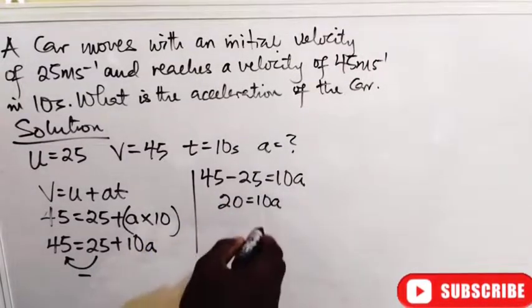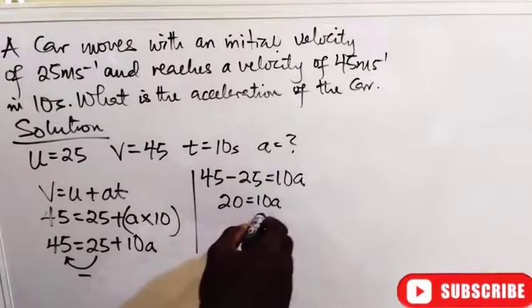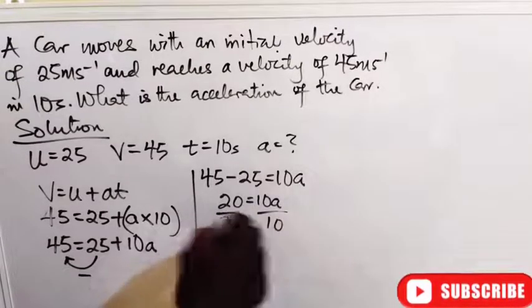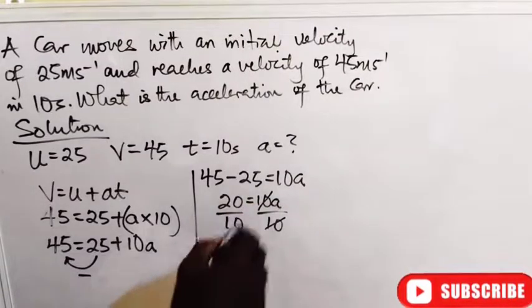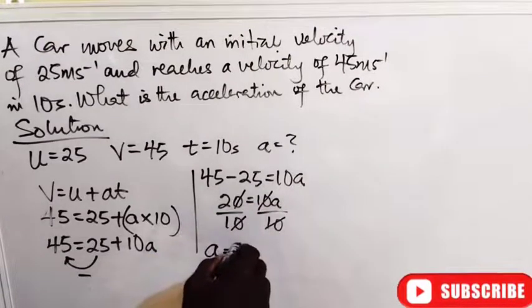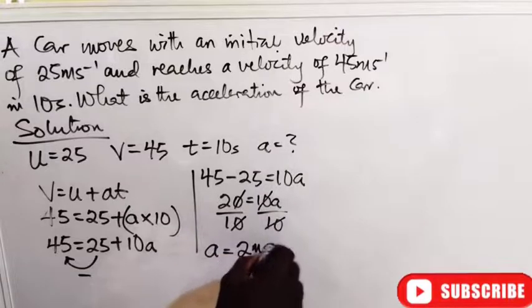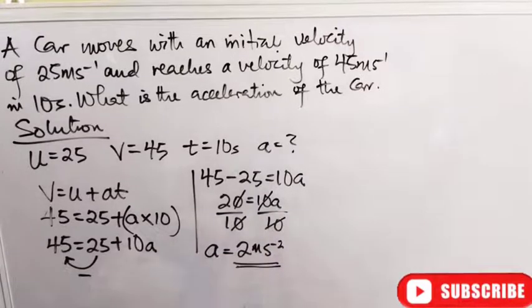Now divide both sides by 10. So here we have divided by 10, here divided by 10. This cancels this, then our a, 20 divided by 10, equals 2 meters per second squared. Alright, this is the answer to this question. Let's move on to the next example.